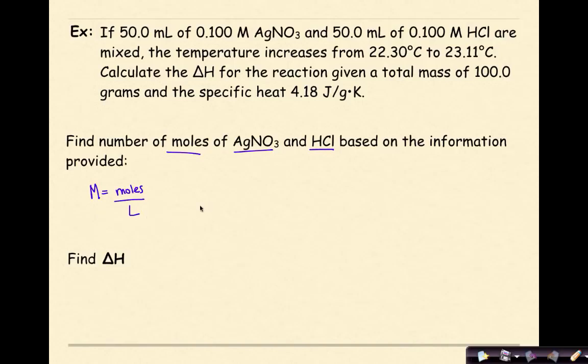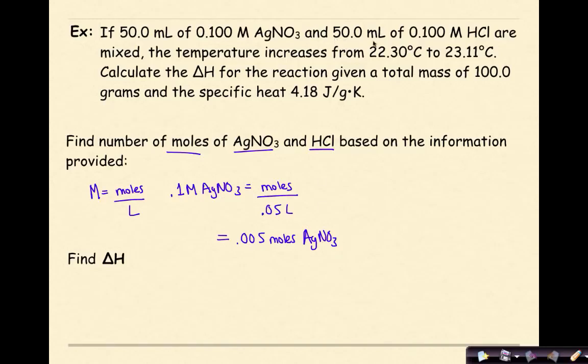So let's start out with AgNO3. So I have 0.1 molar AgNO3. I'm solving for number of moles, and then I go back up to the top and I see that I have 50 milliliters, but I know that when I do the molarity formula I need to convert into liters, so this is going to be 0.05 liters, and I'm going to cross multiply and solve for moles. So if I do that, I find that I have 0.005 moles of AgNO3.